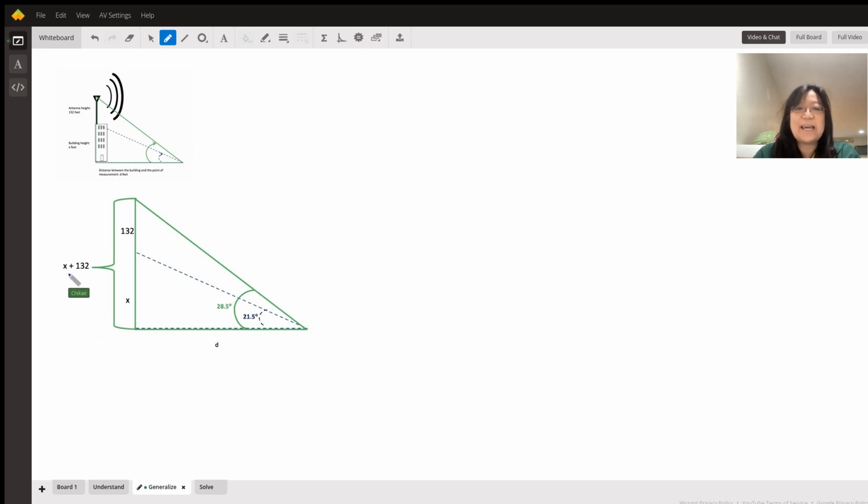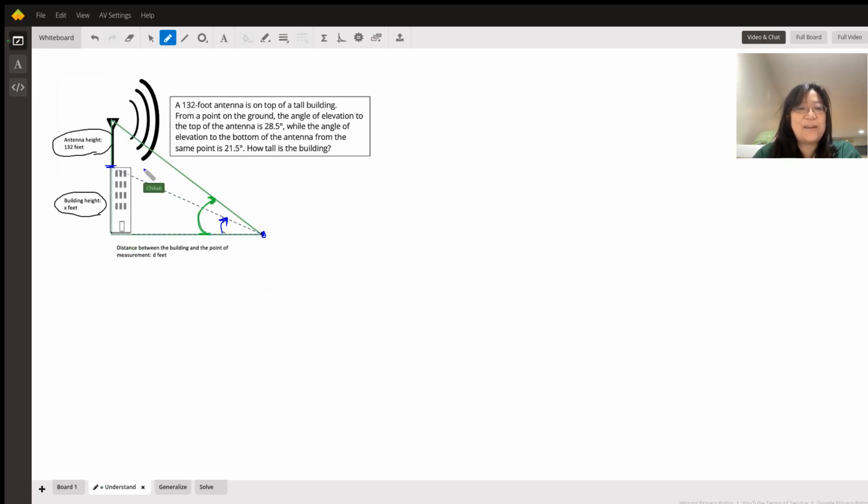So we have x as our unknown, that's the height of the building, plus 132 because that is the height of the antenna. And then 28.5 is the angle of elevation to the top of the antenna, all the way to the top. And 21.5 is the angle of elevation to the bottom of the antenna. The bottom of the antenna is also the top of the building. So if you didn't get that from the diagram, the bottom of the antenna, top of the building, that's the same thing.